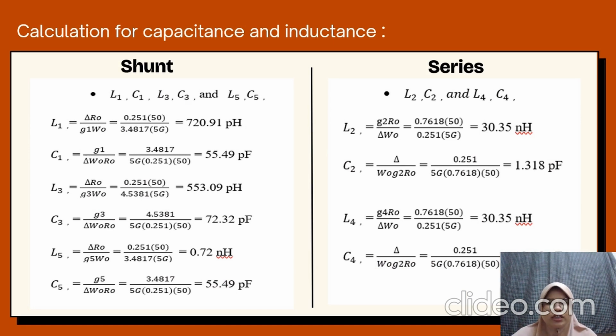This slide shows the manual calculation for the inductors and capacitors used in our 5th-order bandpass filter design. On the left, we have values for the shunt components L1, L3, L5, and their corresponding capacitors C1, C3, C5. These were calculated using standard formulas involving normalized element values and filter specifications. On the right are the series components L2, L4, and capacitors C2 and C4. Each value was derived based on the center frequency of 2.5 GHz and the bandwidth of 600 MHz. This calculation ensured that our lumped design matched the desired filter response before simulation.